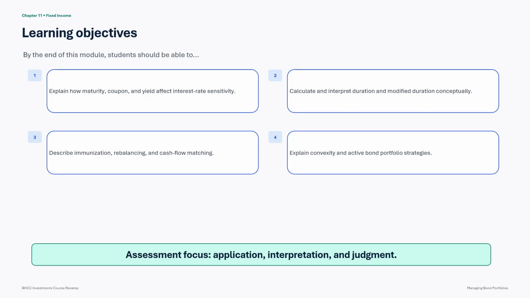Second, you should be able to calculate and interpret duration and modified duration conceptually. Macaulay duration is measured in years. It is the present value weighted average time until cash flows are received. Modified duration converts that measure into an approximate percentage price sensitivity. If modified duration is 7 and yield rises by 1 percentage point, the first order estimate is roughly a 7% price decline. The phrase first order estimate matters.